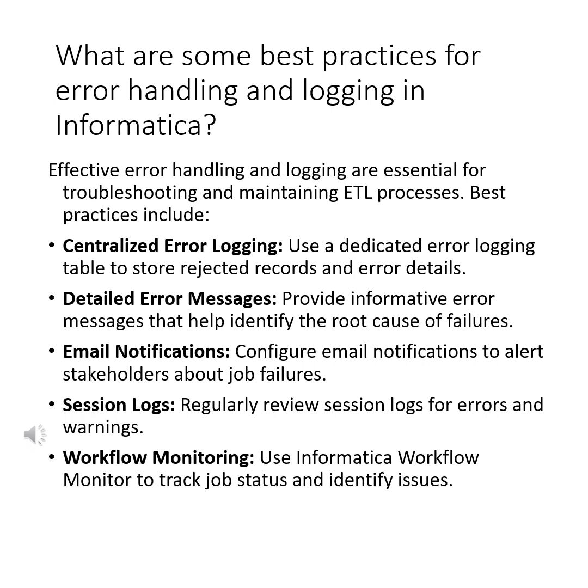Centralized error logging uses a dedicated error logging table to store the rejected records and errors in detail. The second one is detailed error messages, which provide informative error messages that help identify the root cause of the failures. Email notifications involve configuring email notifications to alert stakeholders about job failures. Session logs include regularly reviewing session logs for errors and warnings. Workflow monitoring involves using Informatica Workflow Monitor to track job status and identify issues.